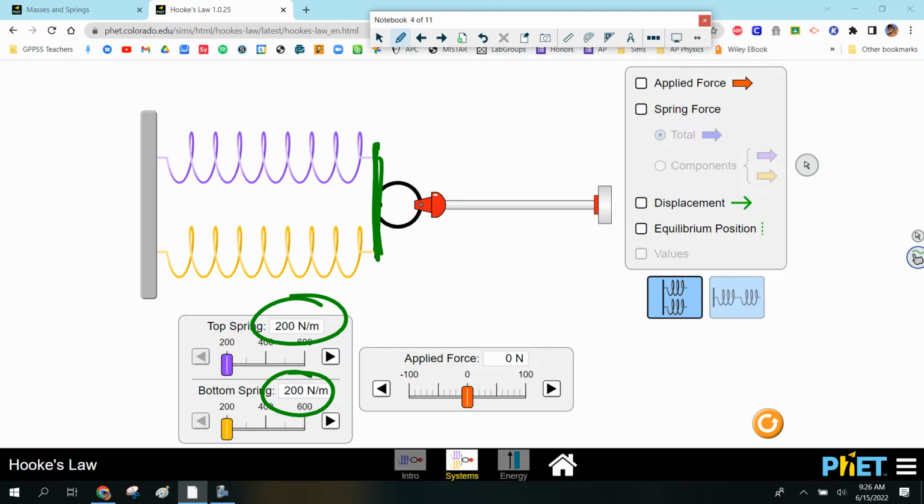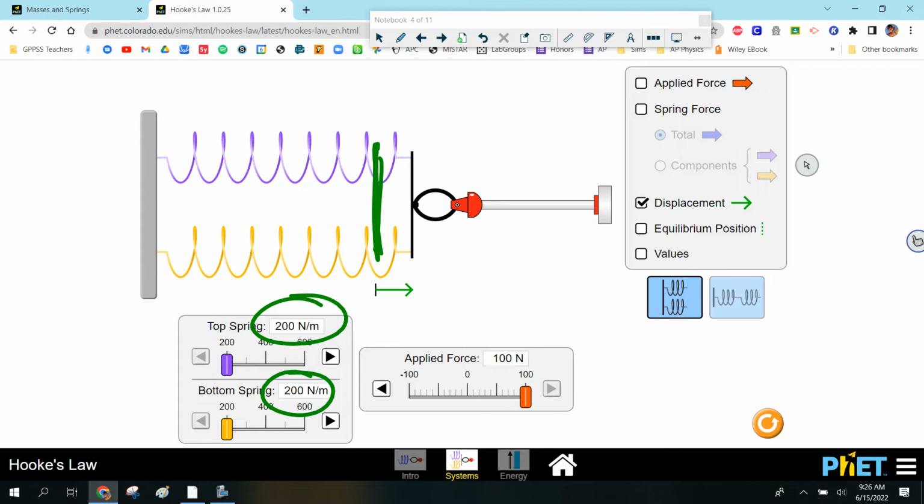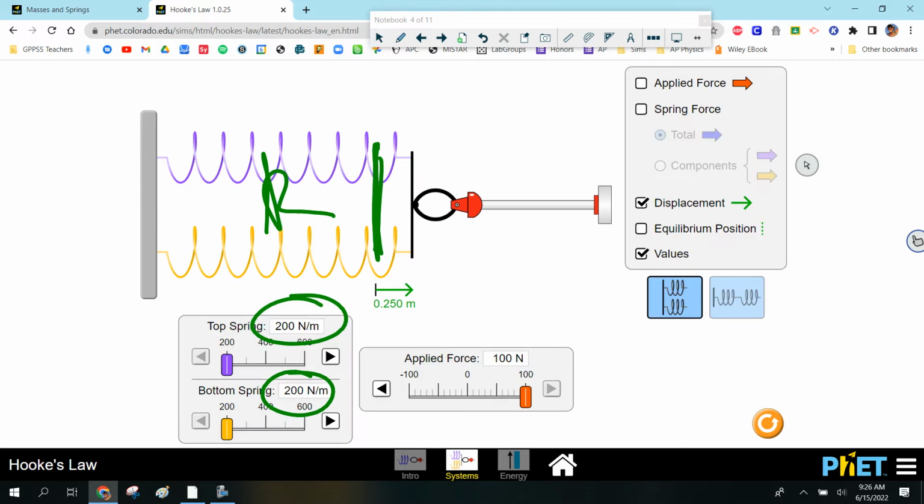So let's apply a force of 100 newtons again. And you can see it only stretched half as far. So it's like these two springs worked together to result in a bigger overall spring constant. It's like this spring constant is much tougher than this spring constant, because you're stretching two springs instead of one.